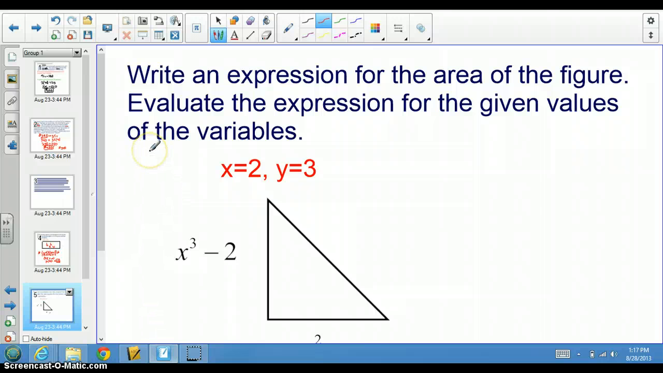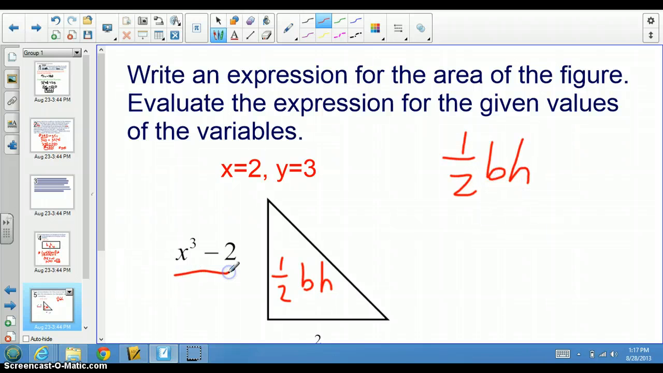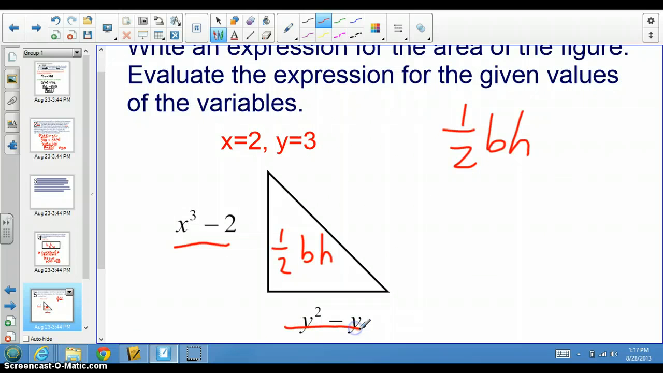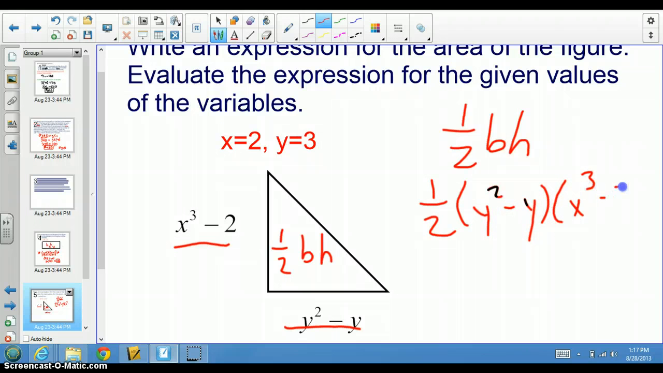This next one says write an expression for the area of the figure. Well, this is a triangle. An area formula for the triangle is 1/2 base times height. So I need to plug these numbers in for my base and height to write my expression. So there's my expression. I'm going to star that just like I did the last one.